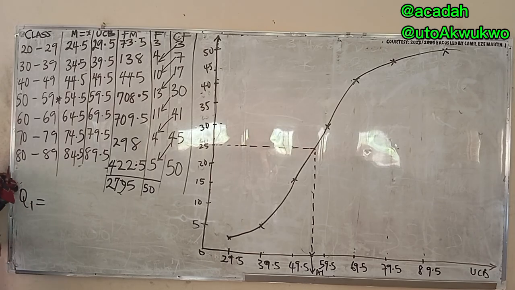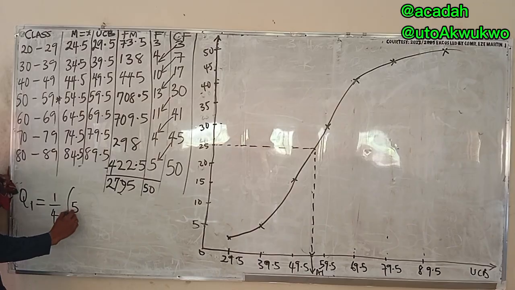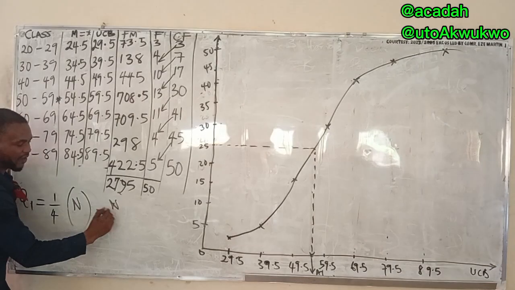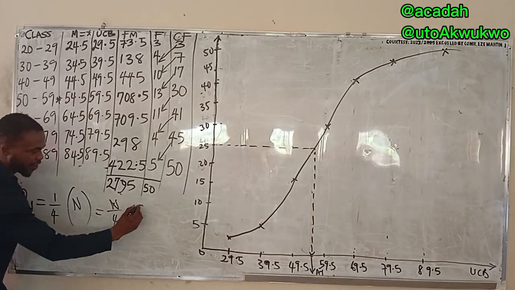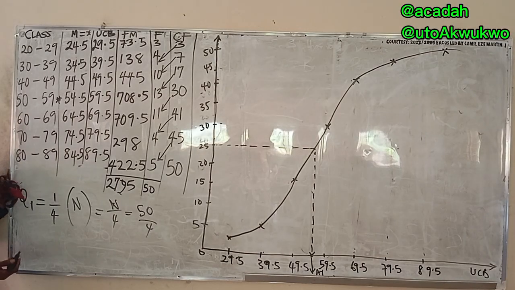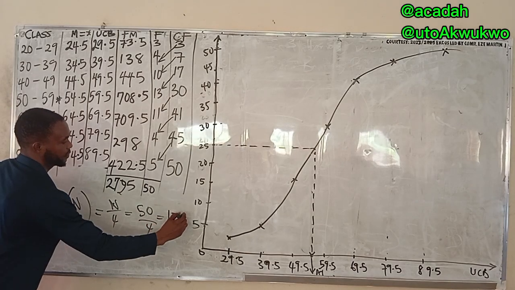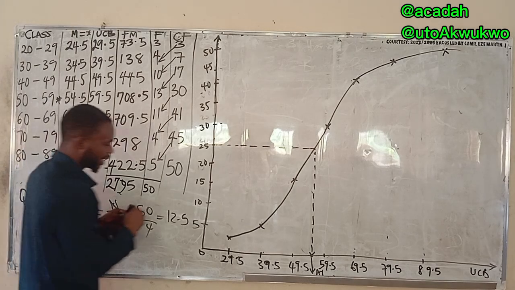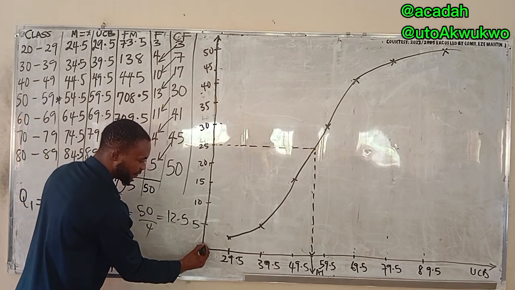Now, if I've noted this, I'll say 1 over 4 times the total distribution. Total distribution here is 50. Now, it's total frequency, and it's the same as saying n over 4. So 50 over 4 is the same as 12.5. Check. 12.5. So if I've gotten 12.5, all I need to do is to calmly go to my graph now.